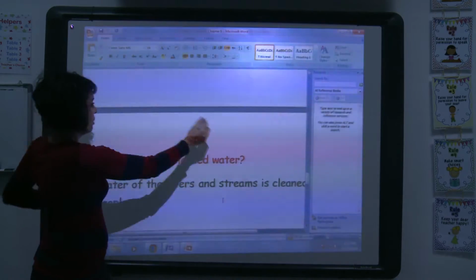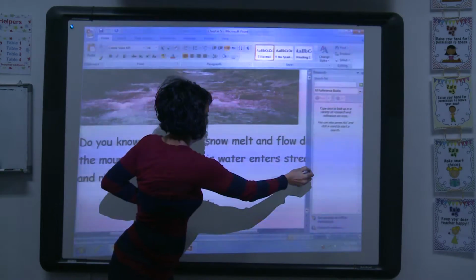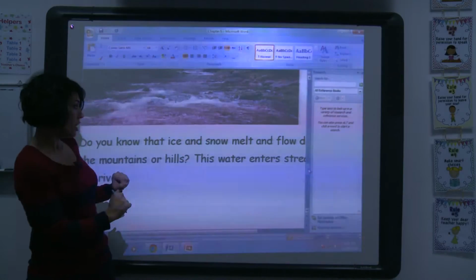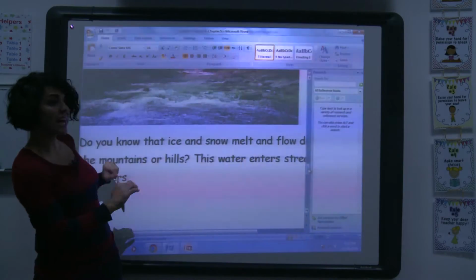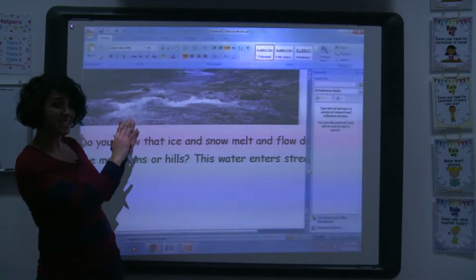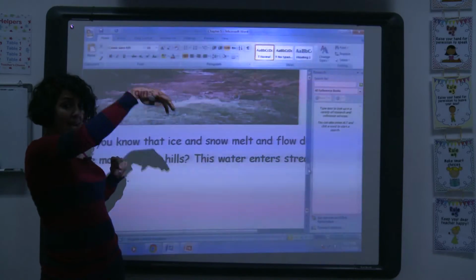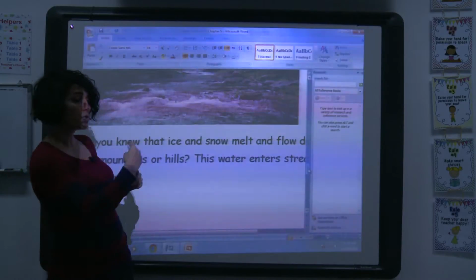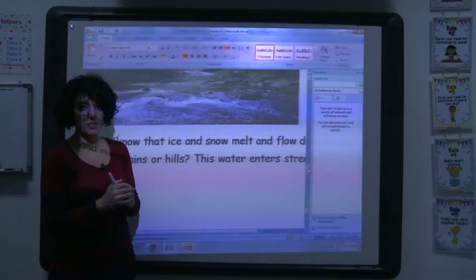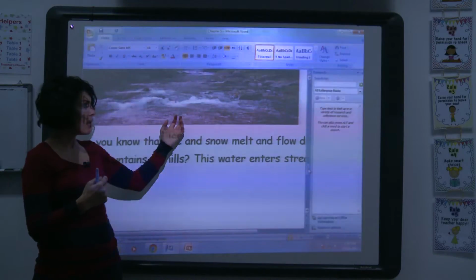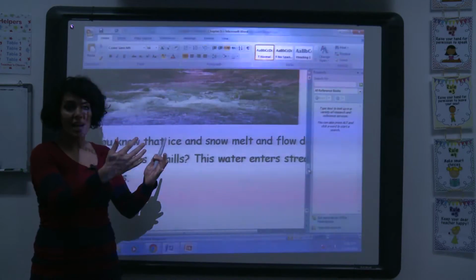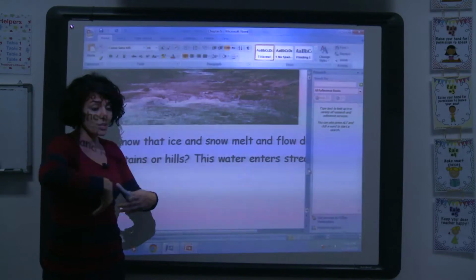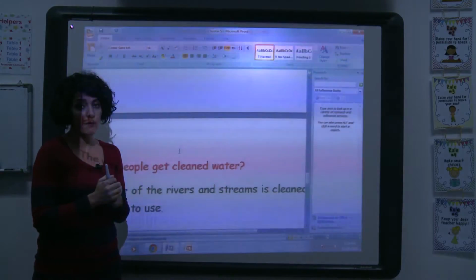Now, okay, do you know that ice and snow melt and flow down the mountains? So ice and snow melt and flow down the mountains or hills. This water enters streams and rivers. So the most important point about this is that snow and ice melt down from mountains and hills, okay, and join streams and rivers.